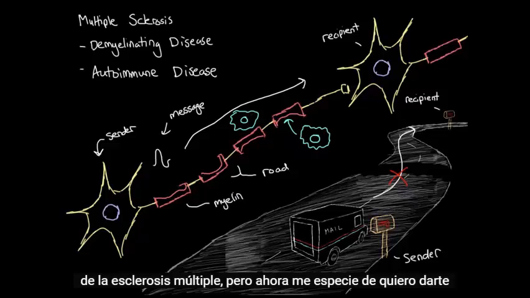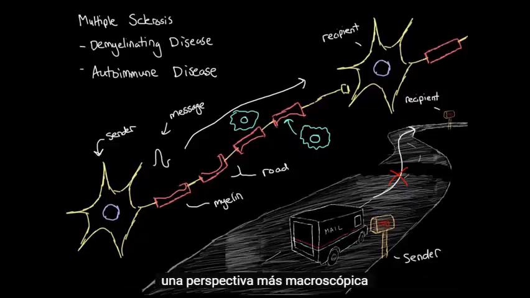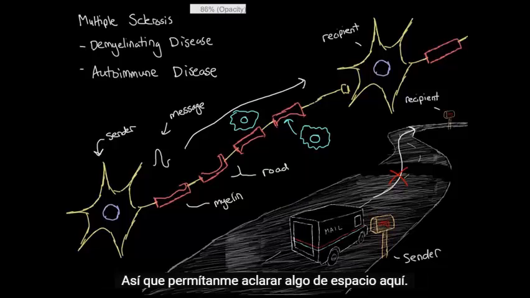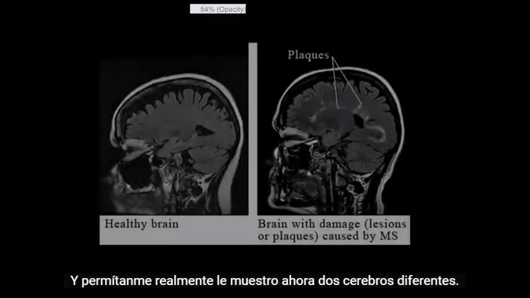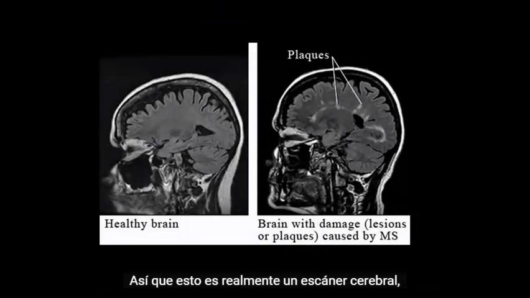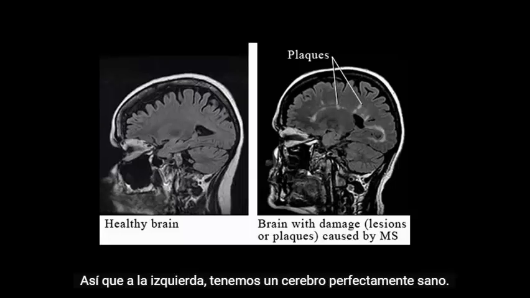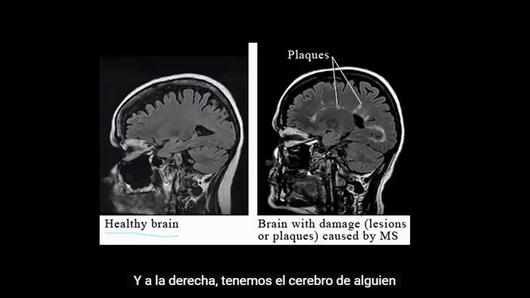But now I want to give you a more macroscopic perspective on what the disease does to the brain, right? So let me clear up some space over here. And let me actually show you now two different brains. So this is really just a brain scan, or two different brain scans, of two different brains. So on the left, we have a perfectly healthy brain. And on the right, we have the brain of someone who's suffering from multiple sclerosis.